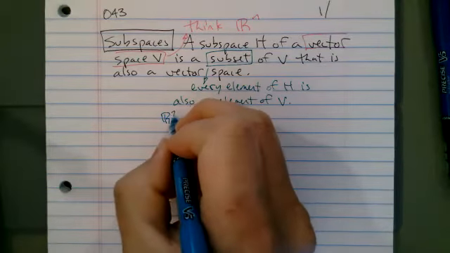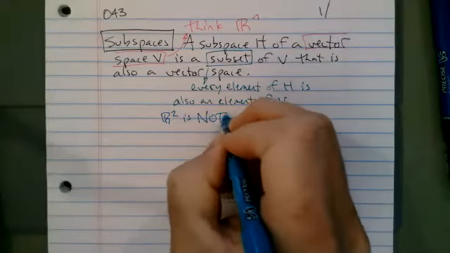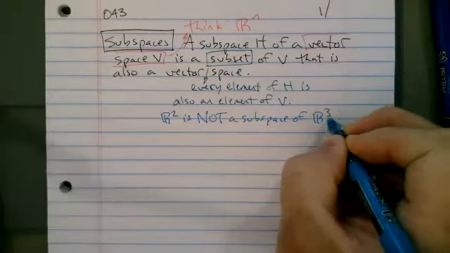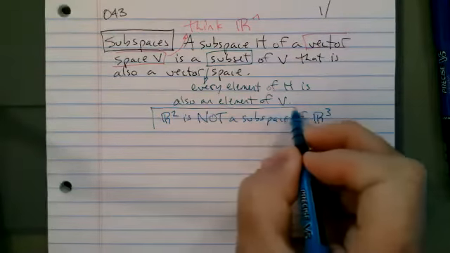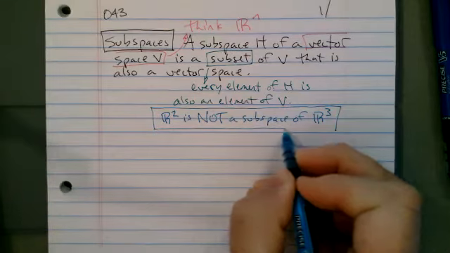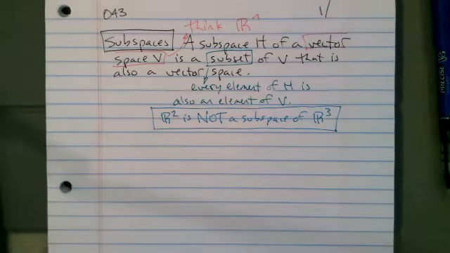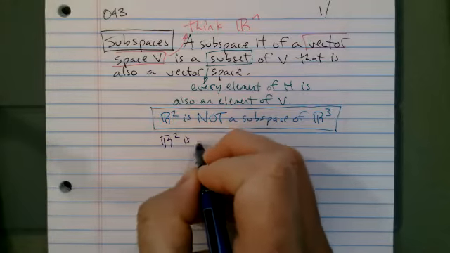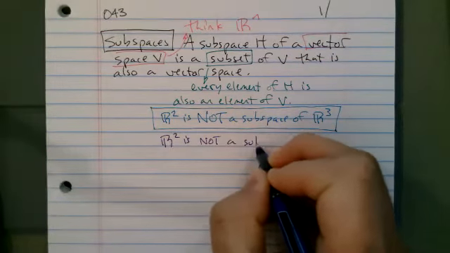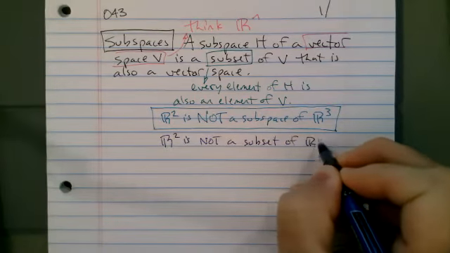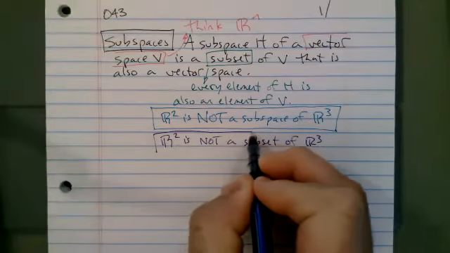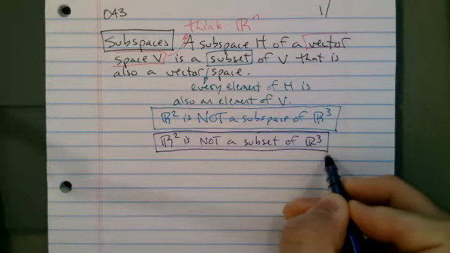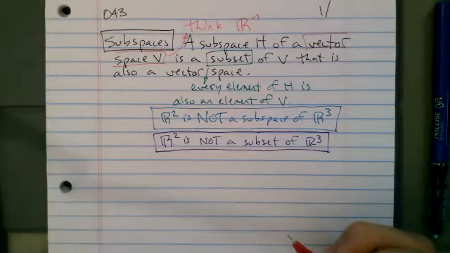R2 is not a subspace of R3 because R2 is not a subset of R3. Elements in R2 are not in R3, so R2 cannot be a subspace or a subset of R3.